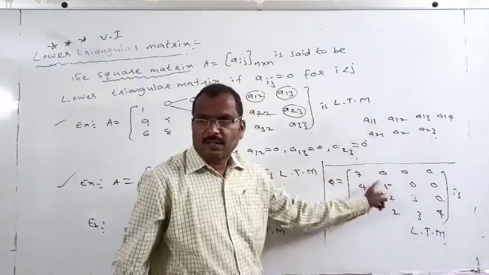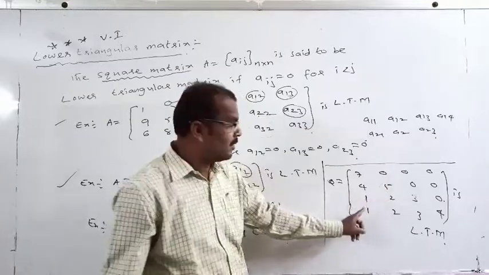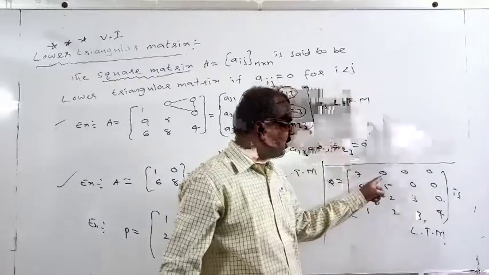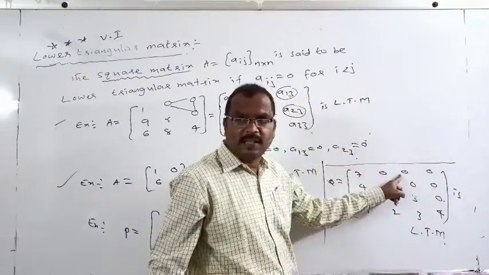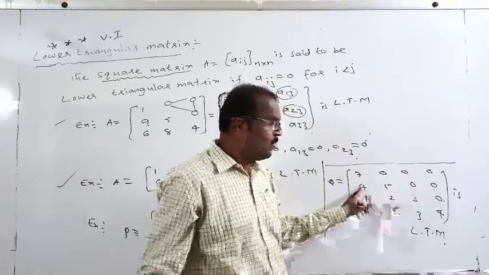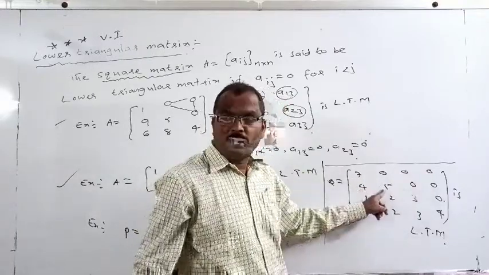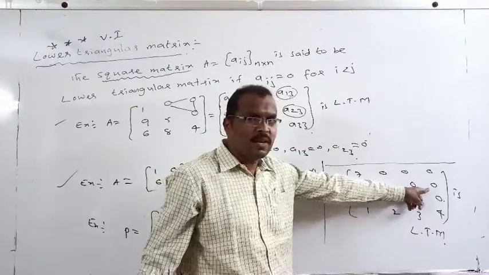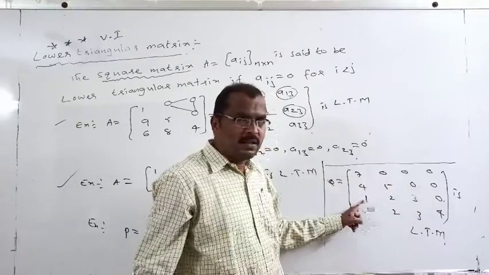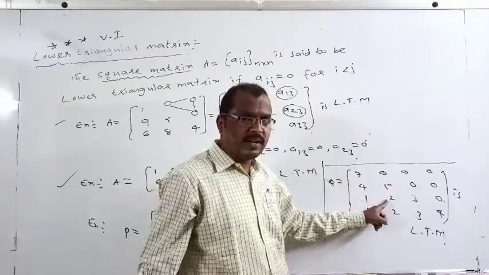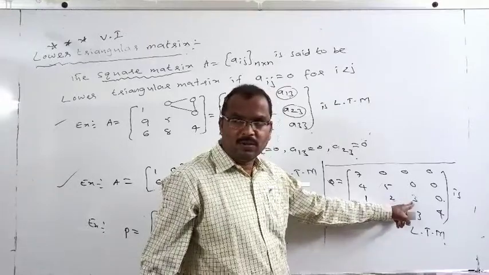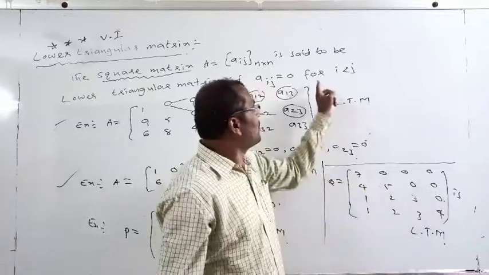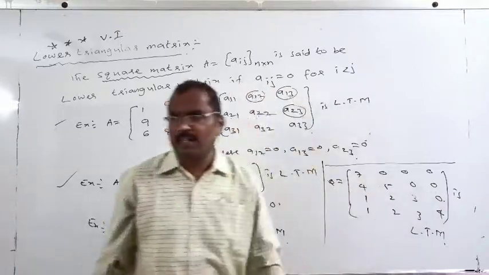See this one. 4 by 4 lower triangular matrix. It is A11, A12 (i less than j), A13 (i less than j), A14 (i less than j), A21 (i greater than j), A22 (i equal to j), A23 (i less than j), A24 (i less than j), A31 (i greater than j), A32 (i greater than j), A33 (i equal to j), A34 means i less than j. So the element should be 0 for i less than j.